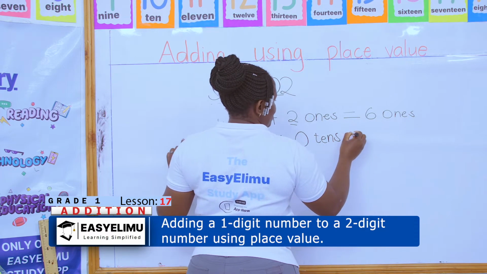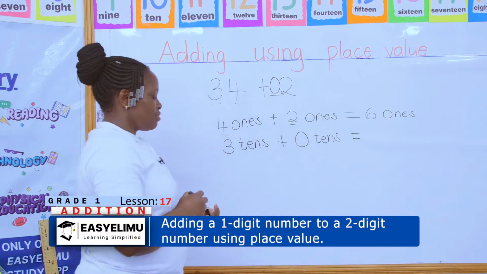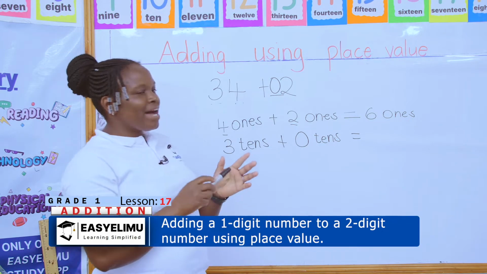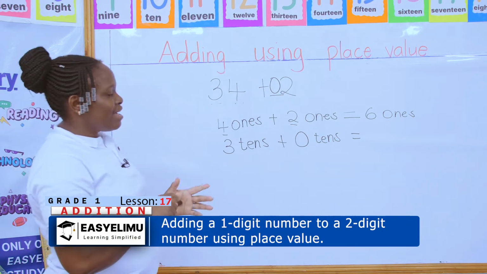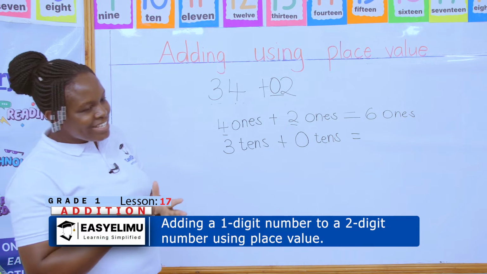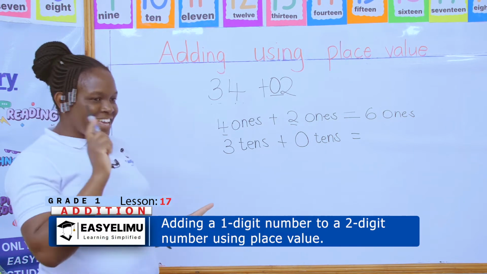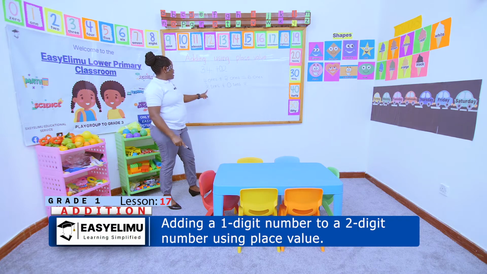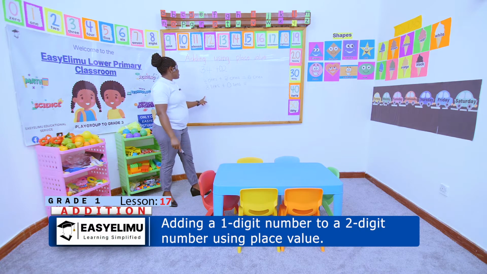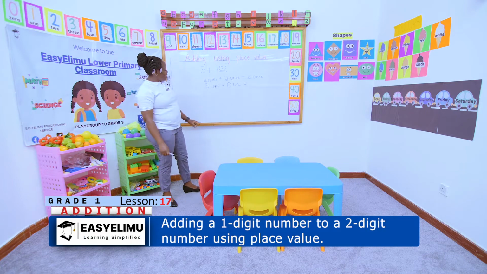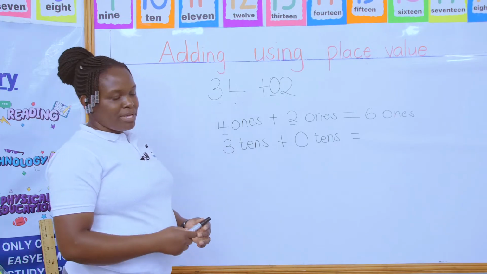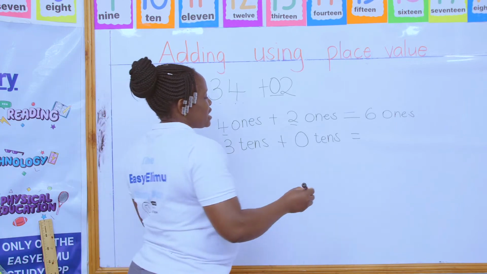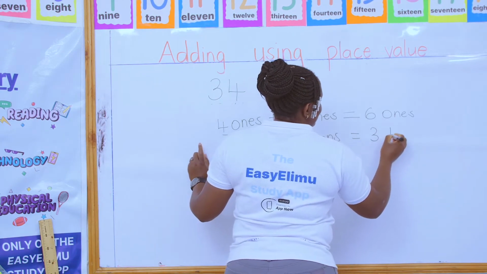What was our rule when we are doing addition of numbers? Any number added to 0 is? Janet. Any number added to a 0 is that number. So in this case, 3 plus 0 will be 3 tens plus 0 tens will be 3 tens.